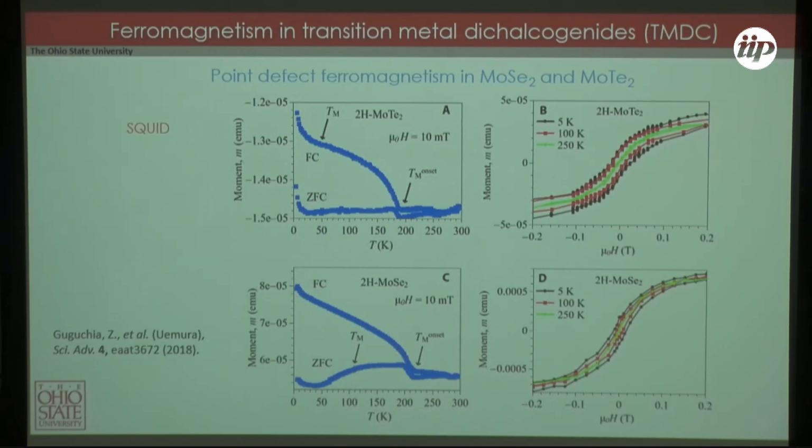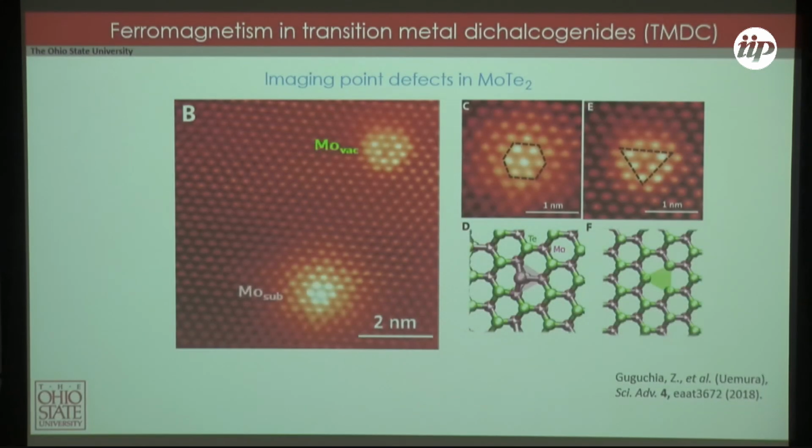Okay. All right, so there is ferromagnetism. This is work out of Columbia, Tomo Uemura. So they actually start seeing in MoTe2 and MoSe2 hysteresis loops, field cooled, zero field cooled. There's some ferromagnetism here. And then they do some studies. This is by Abhay Pasupathy in that group. And then they see a couple of defects, and they ascribe one to molybdenum vacancies.